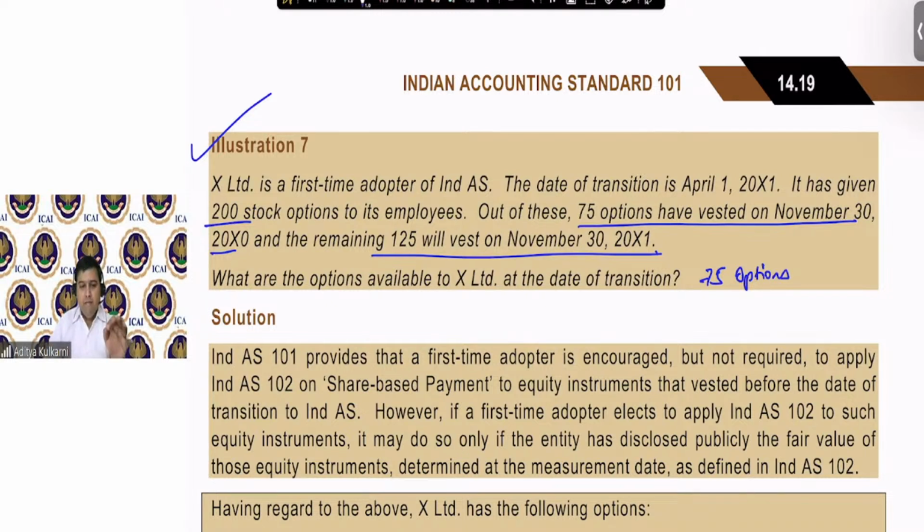Which case number? Case 1 in our example, or case 2 or case 3? Which case does it come under? Just tell me the answer in brief. Fair value, no impact, or fair value or transitionary relief.